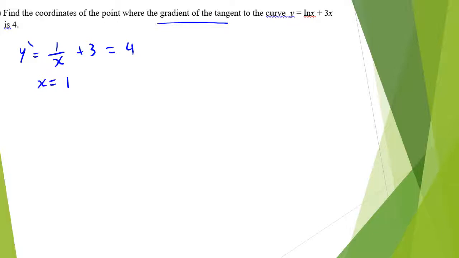Next, you find the coordinate. So that's the x value. You find the y value by substituting the x in the main equation. ln 1 is 0, so y is equal to 3. So the point is (1, 3).